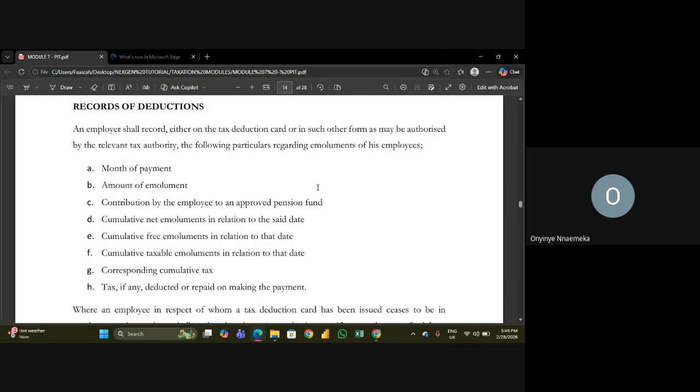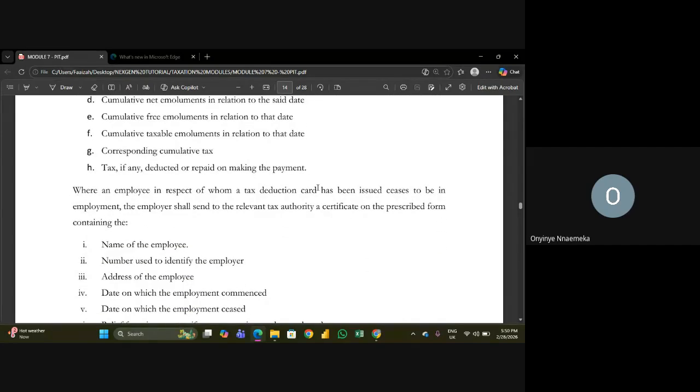So you either record this deduction, the tax, in a tax deduction card or in any other form that is authorized by the tax authority, as long as it includes the following information. Number one, which month did you remove money for? How much did you remove? And how much is the emolument? Contribution of the employee to the pension fund, net emolument as at the particular date, how much is the free emolument, how much is taxable emolument, how much is the tax, then how much did you deduct from the person.